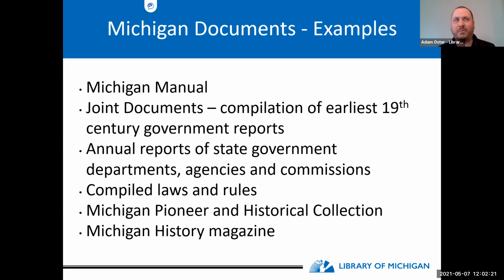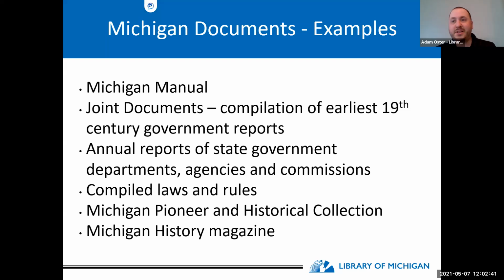And it's a multi-volume set. I want to say it's up to like 40 volumes, and it's got pictures and other different things. So if you've got somebody who was an early individual coming to Michigan, it's a great tool to look through to find if there's any information that was compiled on them.